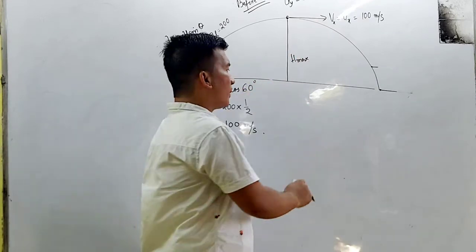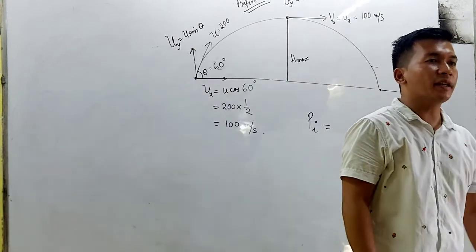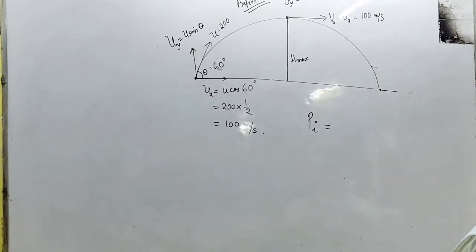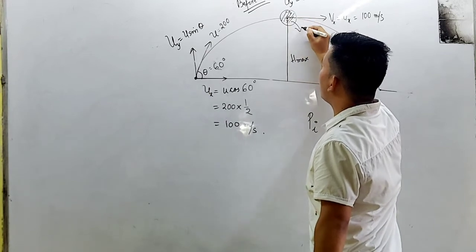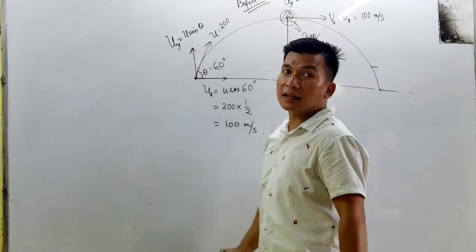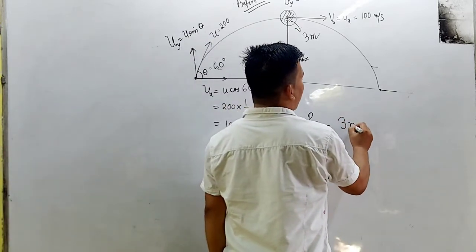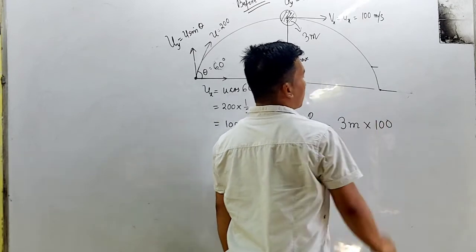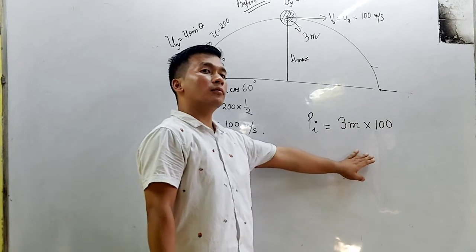Now look at it this way. What was the initial momentum? What will be the initial momentum? There are three fragments. We can consider the total mass before explosion, this will be equal to 3m. What would be the initial momentum? This is 3m into 100.